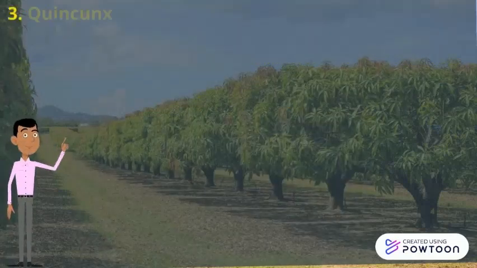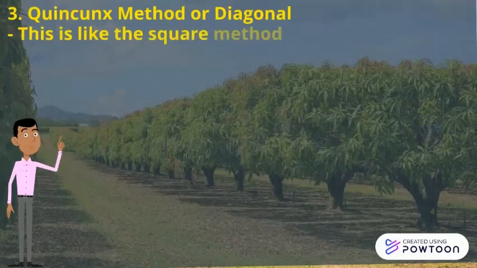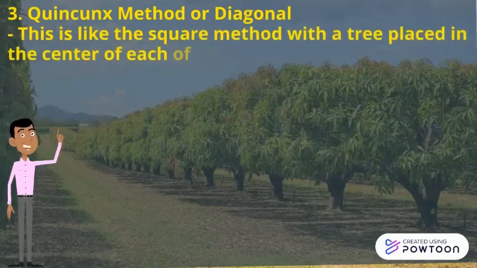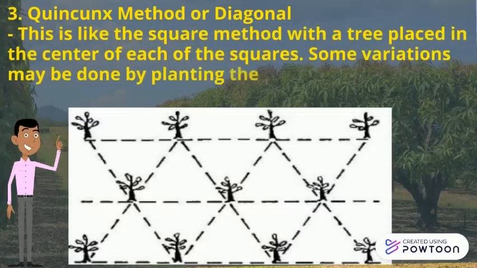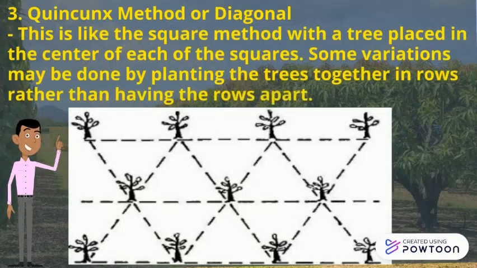Number 3. Quincunx method or diagonal. This is like a square method with a tree placed in the center of each of the squares. Some variations may be done by planting the trees together in rows rather than having the rows apart.